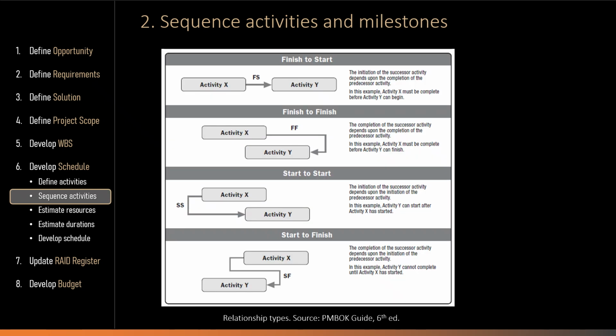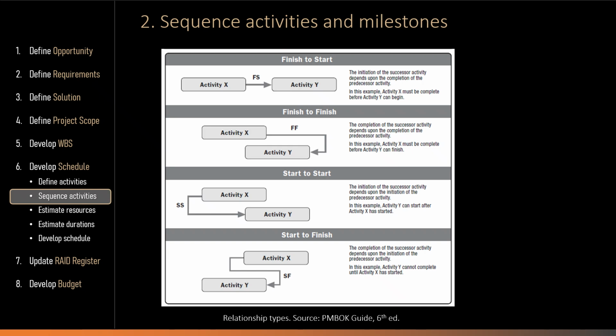There are four types of dependencies between schedule activities, namely finish to start, finish to finish, start to start, and start to finish. The most common dependency type is finish to start, where one activity must finish before the next can start. As mentioned earlier, the chronological relationship between predecessor and successor activities is described not only by the dependency type, but also by the associated lead and lag time.